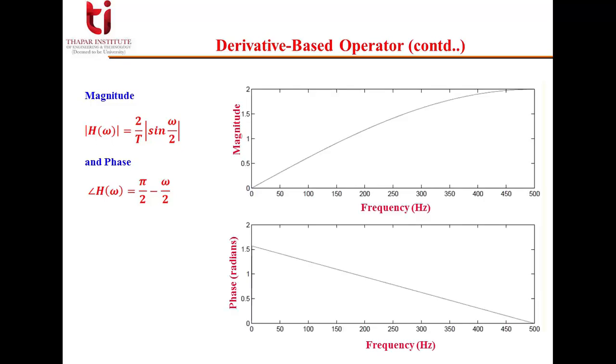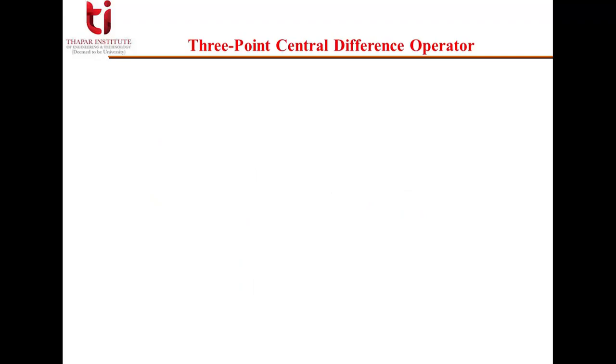Now let's see the figure which shows the magnitude response versus frequency and the phase response versus frequency. This filter is good at removing the DC component as well as the low frequency artifacts, but at the same time it will boost high frequency components, or high frequency noise if present in the signal, which is not a desirable characteristic. So this filter needs modification, and one such modification is the 3-point central difference operator.